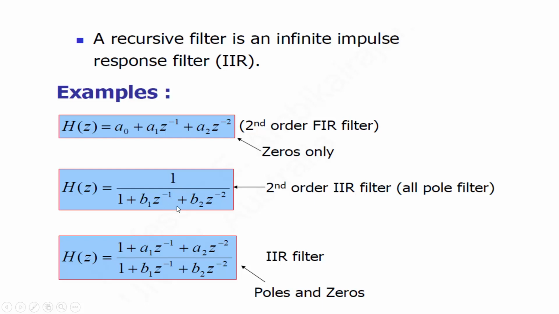But this is an IIR filter because it has poles, and this system has only poles, no zeros. Therefore this is a second order IIR filter.